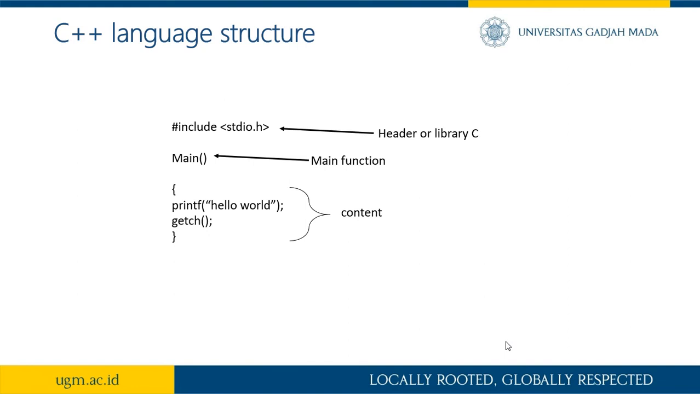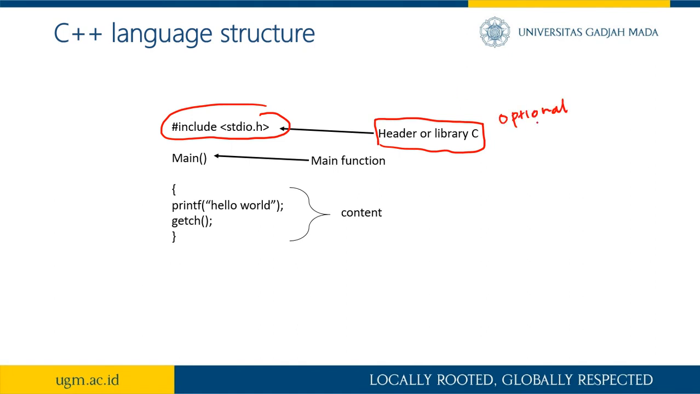Now we go to the C++ language structure. Okay, so here we go. This one is called the header. This is the head of the C++ file. It is optional, because maybe you don't need any header at all. But sometimes it's required when you need a library.